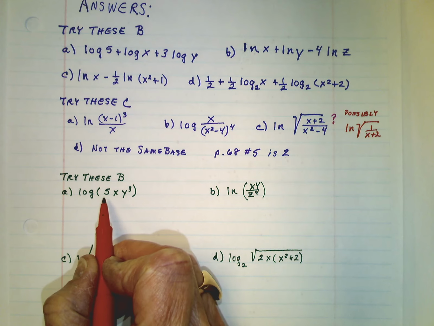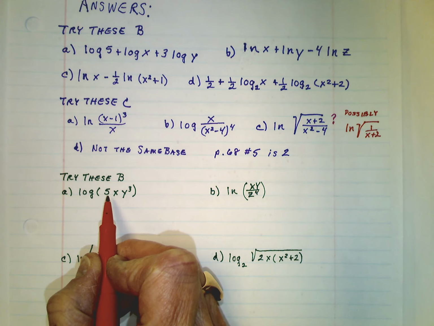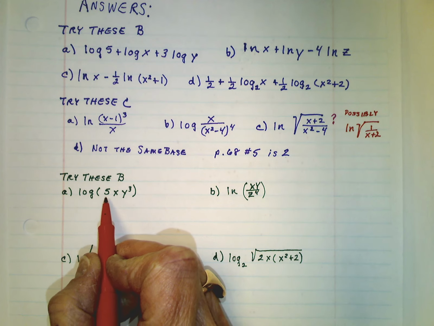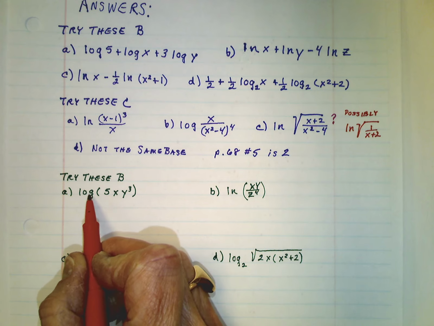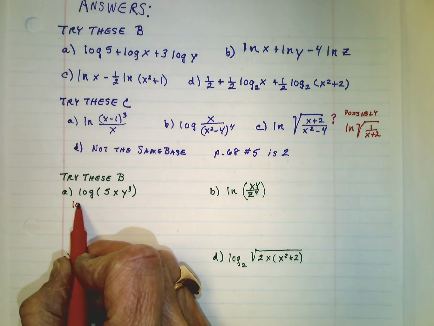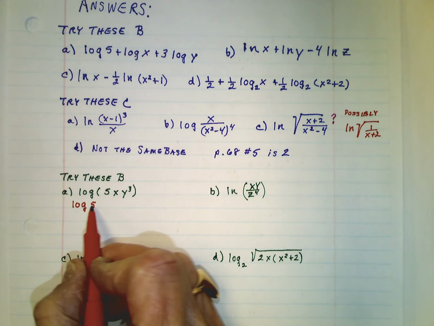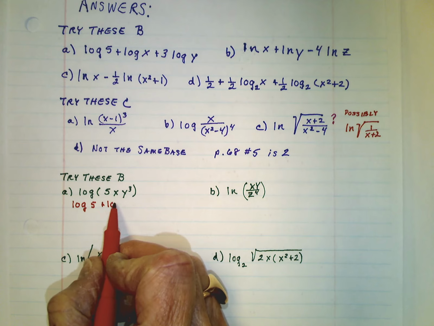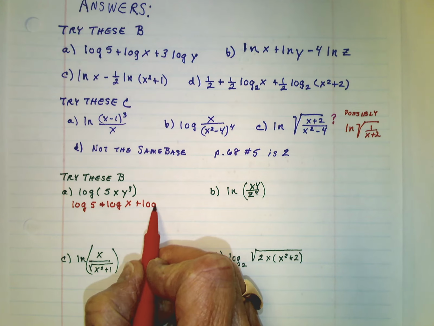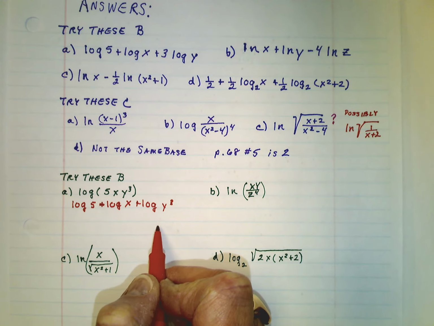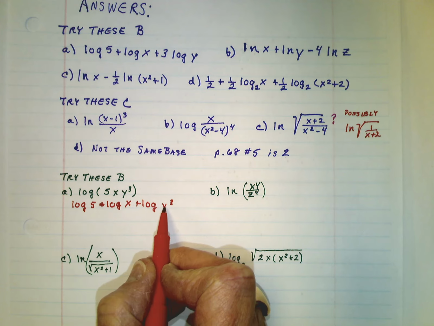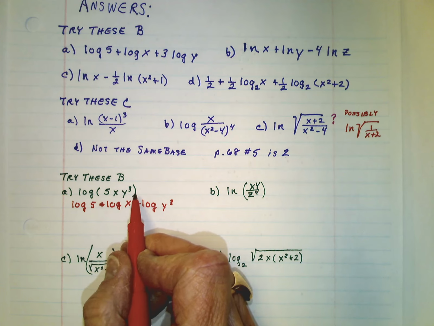So this is basically multiplying, and to accomplish multiplying, we add these exponents. And these are exponents because they're logs. So we're going to rewrite this as the log of 5 plus the log of x plus the log of y to the third. And by adding these exponents, we are accomplishing this multiplication.